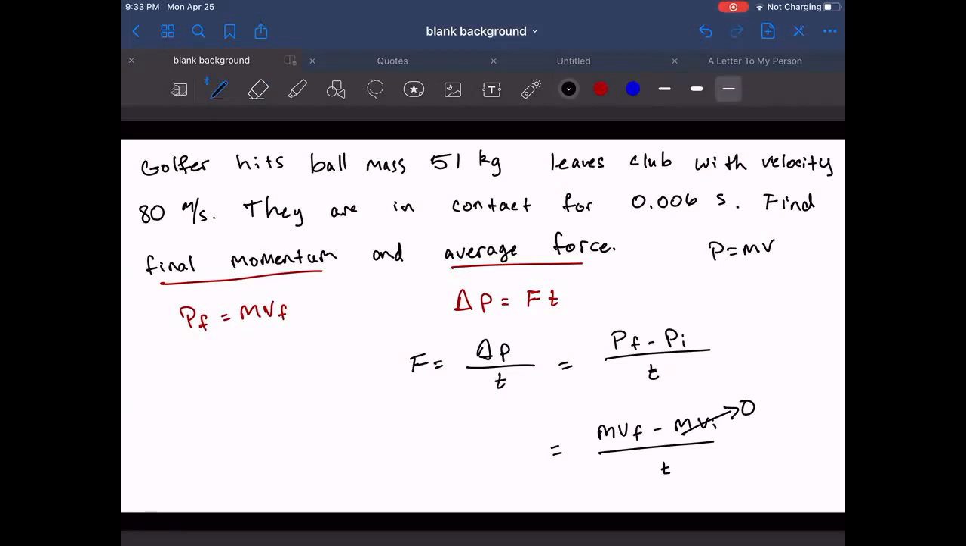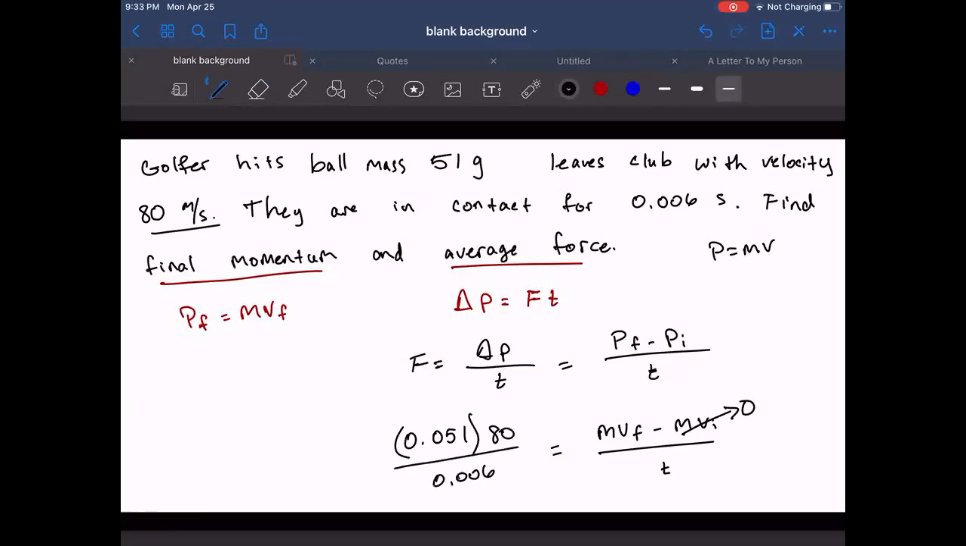So for average force, use that impulse equation, and you would get, well, remember this 80 meters per second, that's your final velocity because he swings and then he hits it. Just before he hits it, it's not moving. The initial velocity is 0. So 51, God, not kg, it's a golf ball. So 51 grams, so 0.051, right? Write that down if you want. 0.051 times 80 meters per second divided by the time.